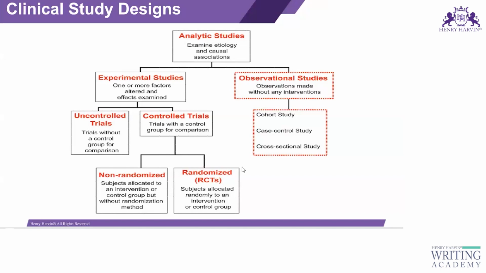Then observational studies. Observational studies are of three types: case control, cohort, and cross-sectional studies. In detail, we'll discuss cross-sectional, case control, and cohort studies when we discuss the STROBE guidelines, which are used for reporting observational studies.